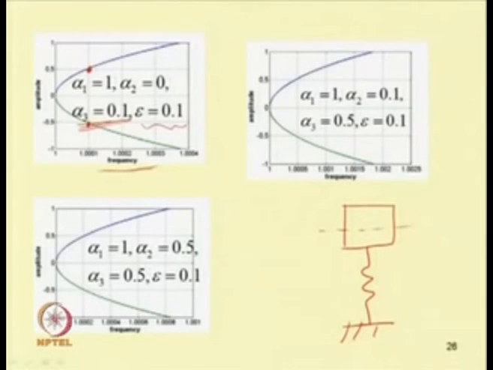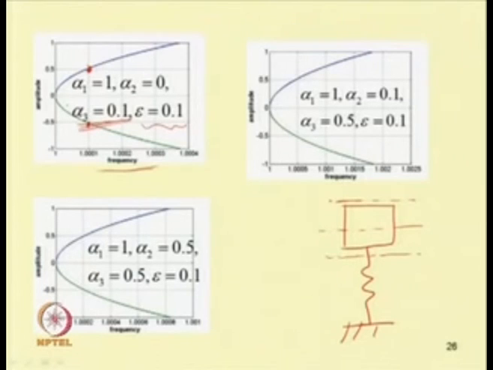So, this is the static equilibrium position. It means that at this frequency, the amplitude will be either this or this. So, it will have two values of the amplitude. With increase in amplitude, the frequency is no longer constant, but the frequency is a function of the amplitude.